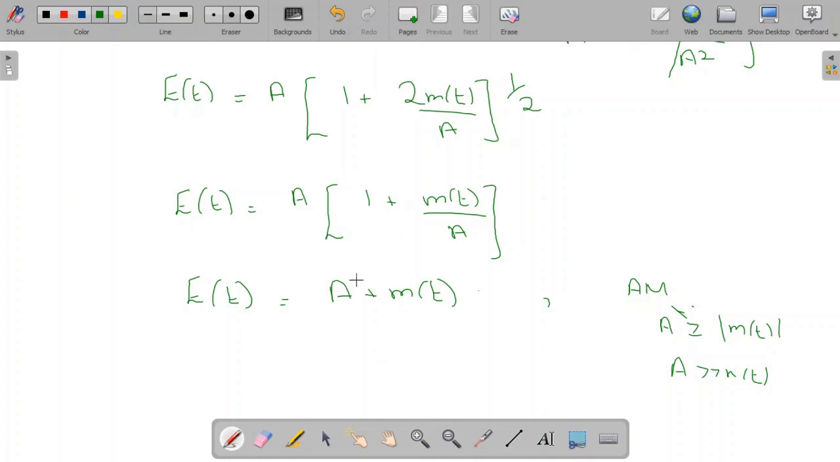So this is how, using envelope detection, we can recover m of t, that is the message signal, from the single side band carrier.